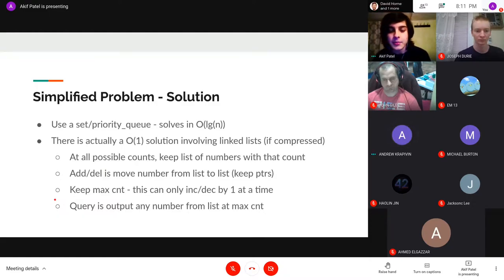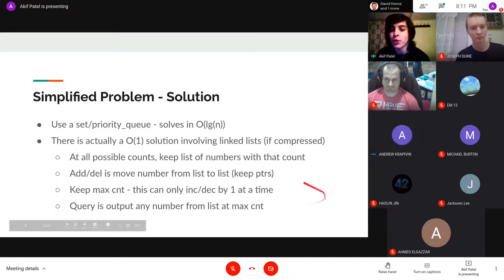Wait, how do you keep the pointer from the number to the node in the linked list? An actual pointer to the node, right? If you have the linked list, you can keep a literal pointer, like a node star. How do you access the number? How do you store the number in an array? You have an array of all the numbers, because it's compressed, or you assume the numbers are from 1 to 10 to the 5th. So you have an array of size 10 to the 5th. It only works if they're from 1 to some reasonable n value. But that's fine, because you can always coordinate compress.